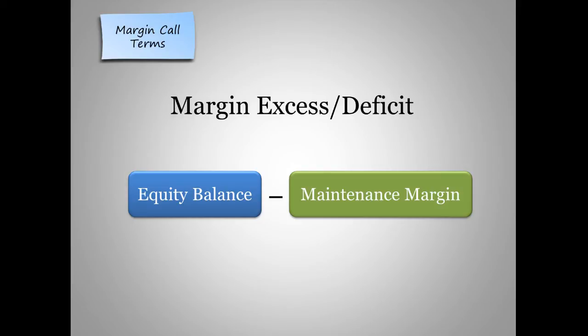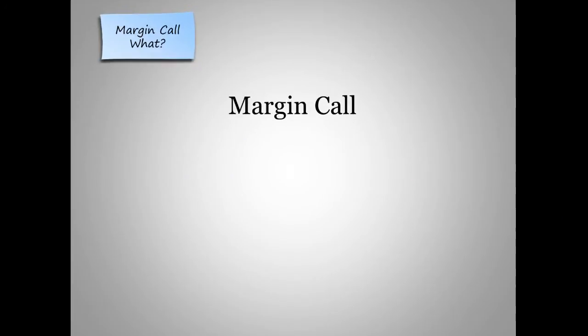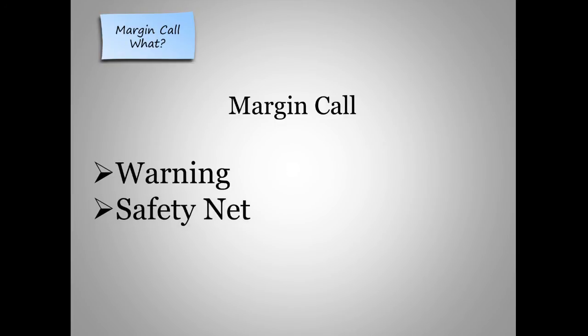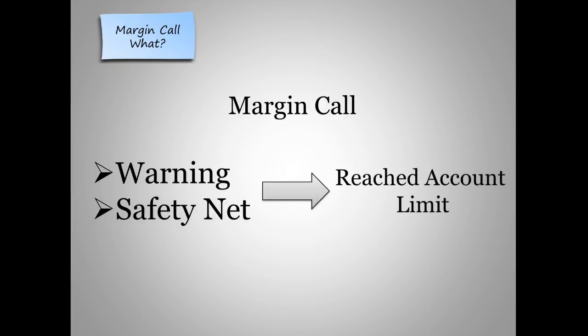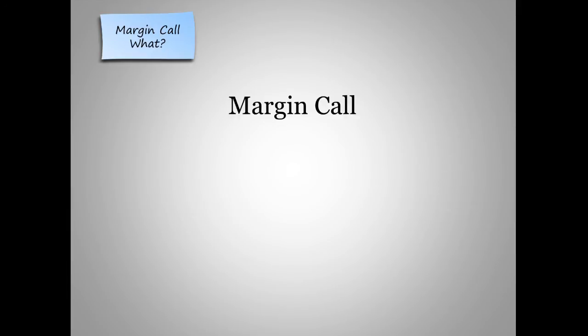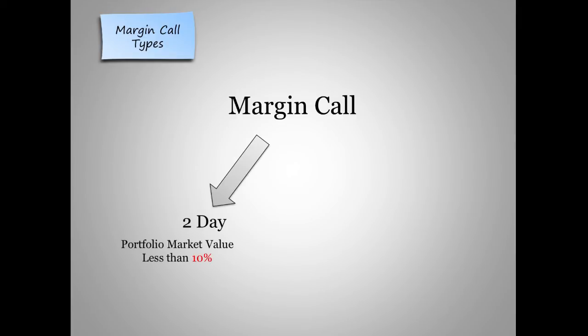Well then, what is actually a margin call? A margin call is basically a warning or a safety net. It is used to inform you that you have reached or surpassed a certain limit in your account. Phillip CFD has 2 different types of margin calls. The first is called the 2-day margin call. This occurs when your equity drops below 10% of your portfolio market value.